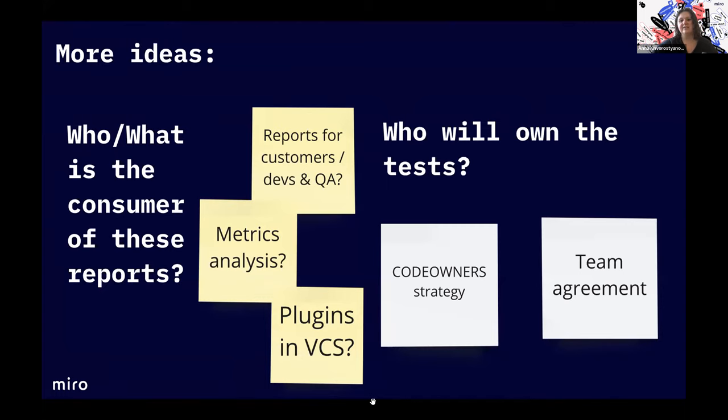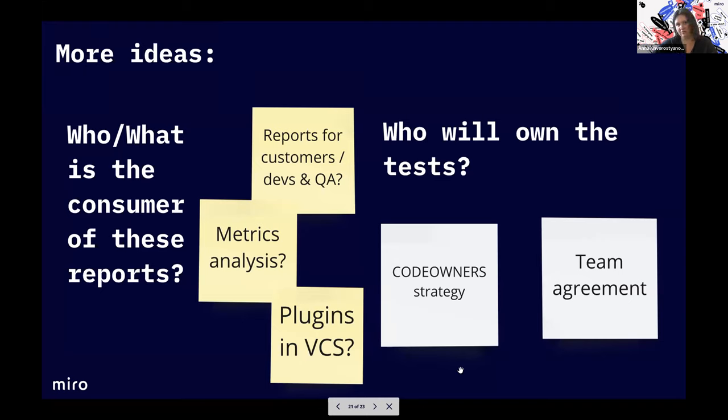And also you can use Allure or other reporting to use this data in plugins, for example, to block the merge, or to just highlight that, okay, your build compiles fine, but we cannot say that about end-to-end tests. So you can consume these metrics in plugins as well.